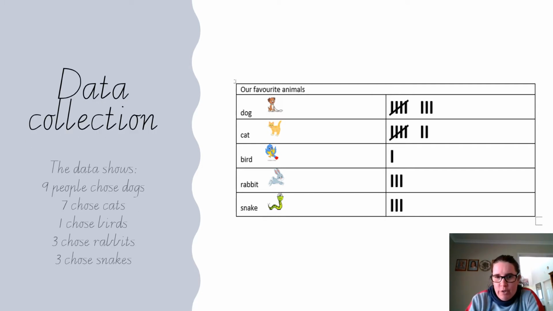It shows 9 people chose dogs, 7 people chose cats, 1 person said a bird was their favourite animal, 3 said rabbits were their favourite, and 3 said a snake was their favourite. All right, we are now going to use this information to make our own graph. I'm going to do it on the computer for you, so it's a little bit different for me. You're going to do it in your book, so I'll explain how yours is a bit different, okay?